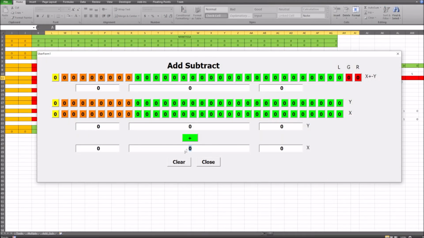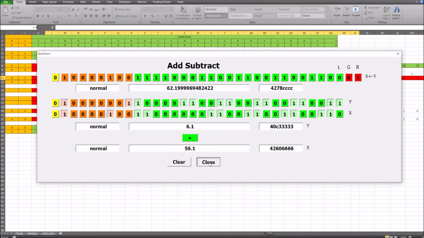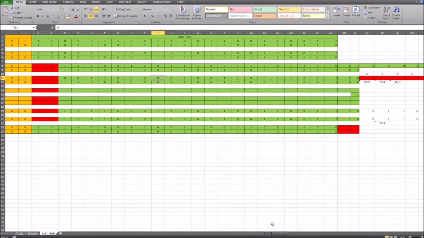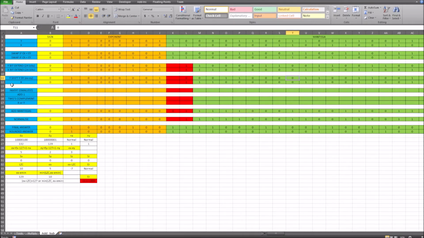for example 56.1 and 6.1, and we have a look and see, we can see that in this line here, which is row 11, we've got our Y shift. So our Y is going to be shifted by the difference of ex minus ey. So our ex minus ey is 3. So it's going to be shifted by a value of 3 to the right. So it means this point here moves 3 to the right. So it goes to that point there.